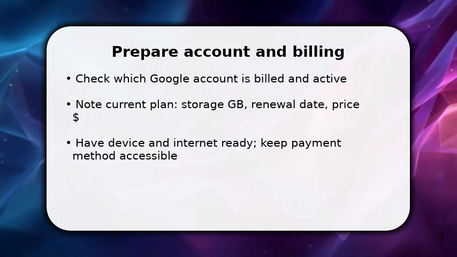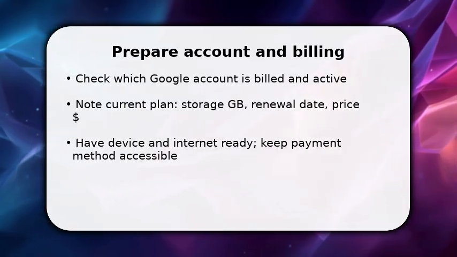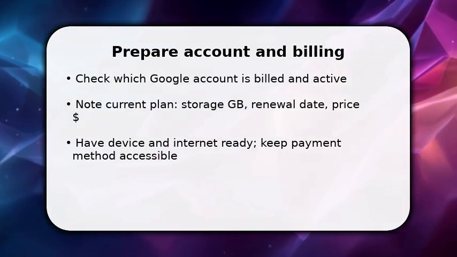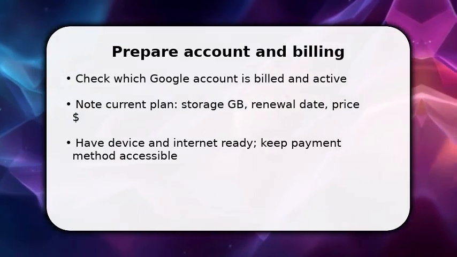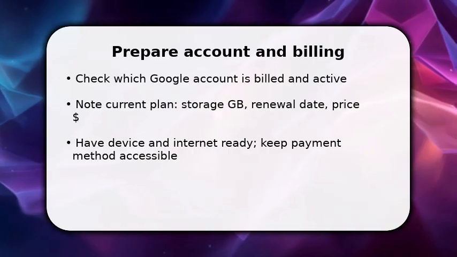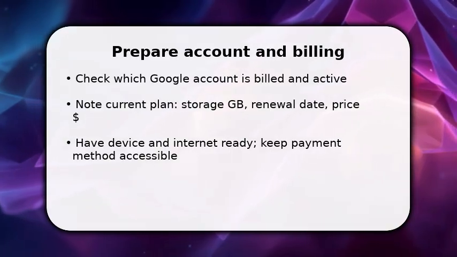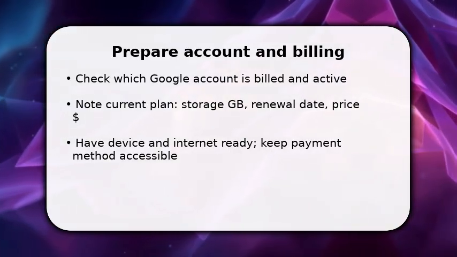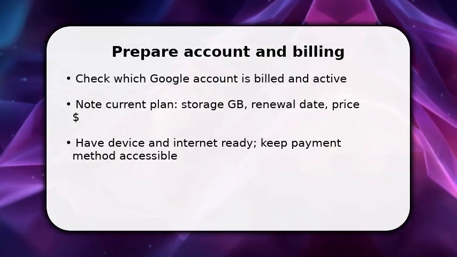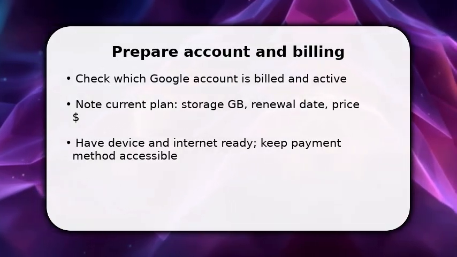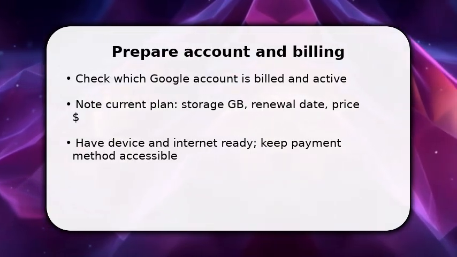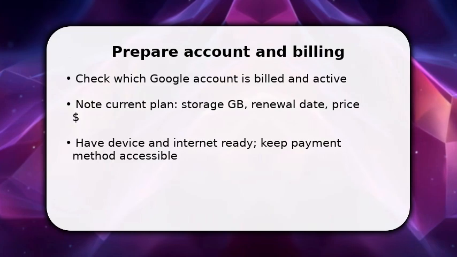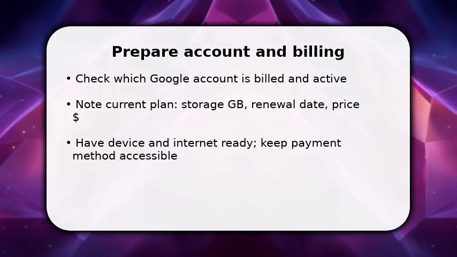You start by confirming which Google account is actually paying for Google Photos storage. This prevents canceling the wrong subscription. Once you're signed in, open Google One or Photos settings to view plan details so you know the storage amount, renewal date, and price. Make sure your device is connected and you have the payment method available in case you need to change or verify billing. This step avoids surprises and speeds the cancellation process when you move to the next screen.